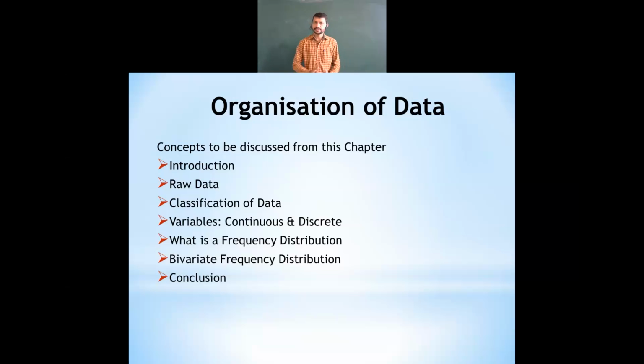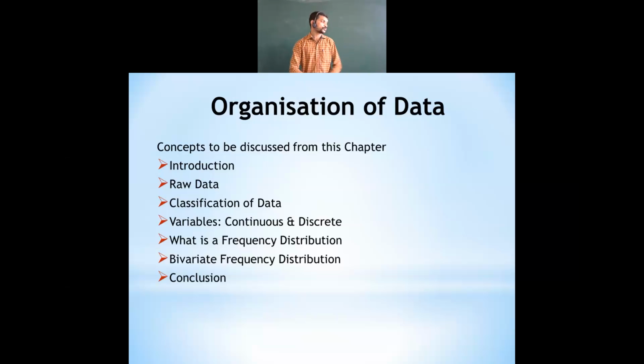Then in this we will be making some classes. Just like I am telling you, we have gathered the marks of 50 students from 0 to 100. Now we are going to make classes like 0 to 10, then 11 to 20, then 21 to 30. These are the classes or groups of marks. In that, how many students have taken 0 to 10 marks? That is how we are going to make the distribution.